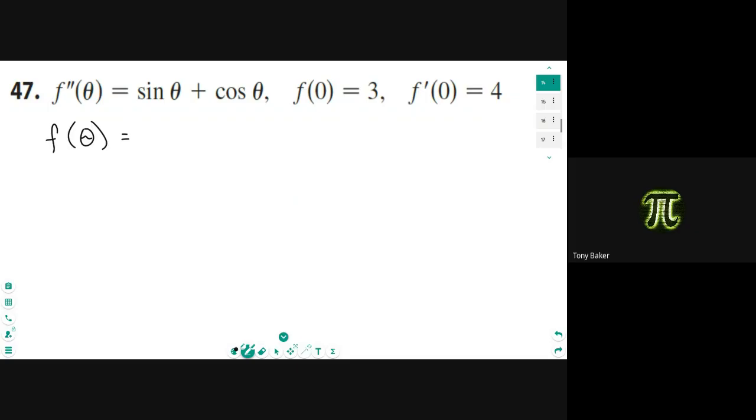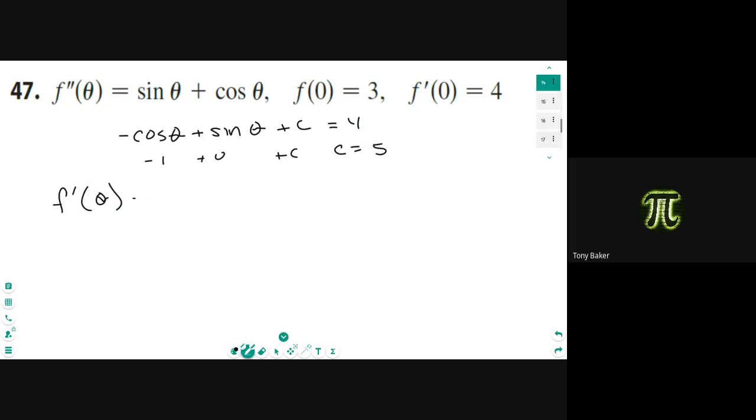All right, let's do it. I don't do these ahead of time. What's the derivative of sine? Cosine theta. Derivative of cosine? Negative sine theta. Plus c equals 4. So I've got negative 1 plus 0 plus c, so c equals 5. So negative cosine theta.